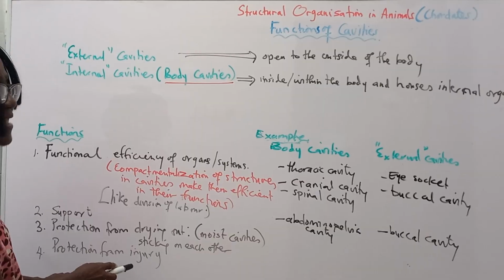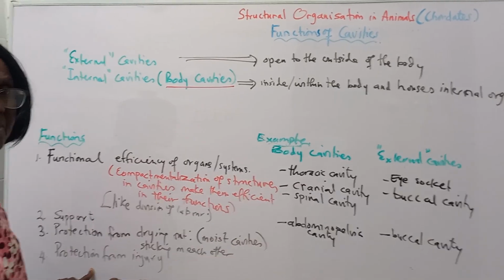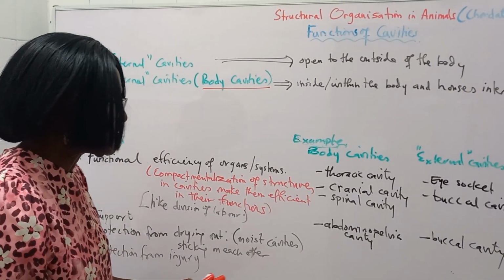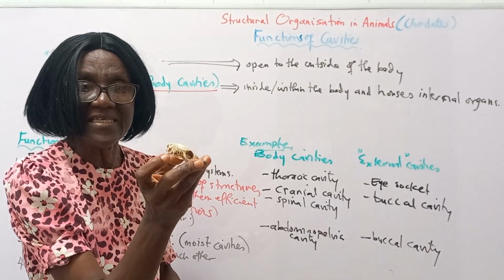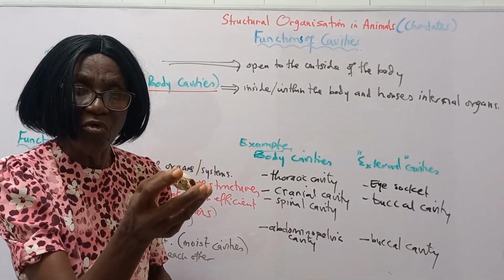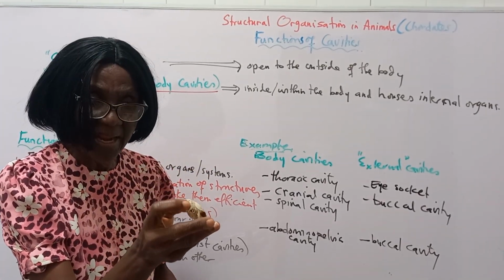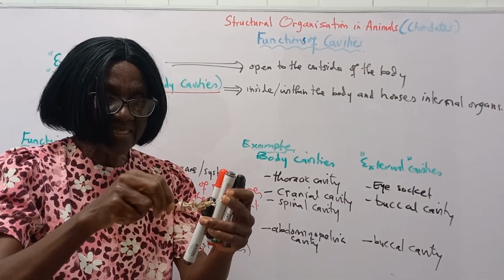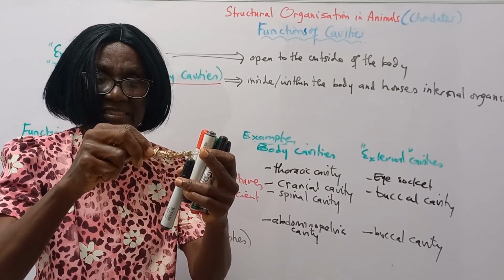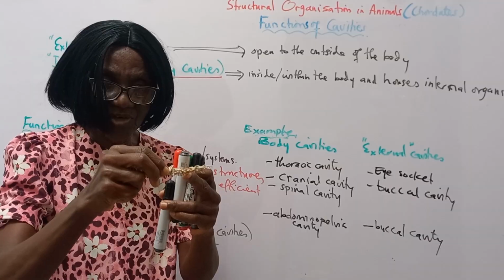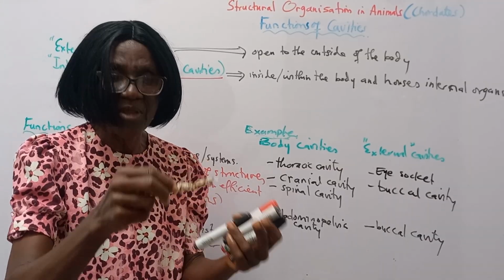Then the structures are protected from injury. Right? A lot of examples. Look at the cranial cavity in here. You have bones protecting the brain. The spinal cavity in these vertebrae protects the structure, spinal cord, from injury.